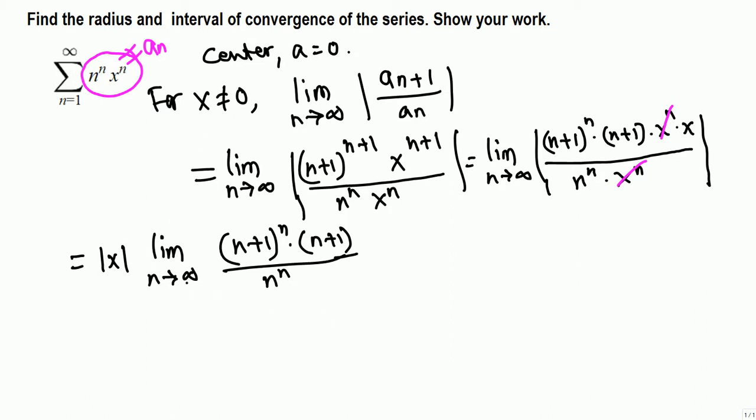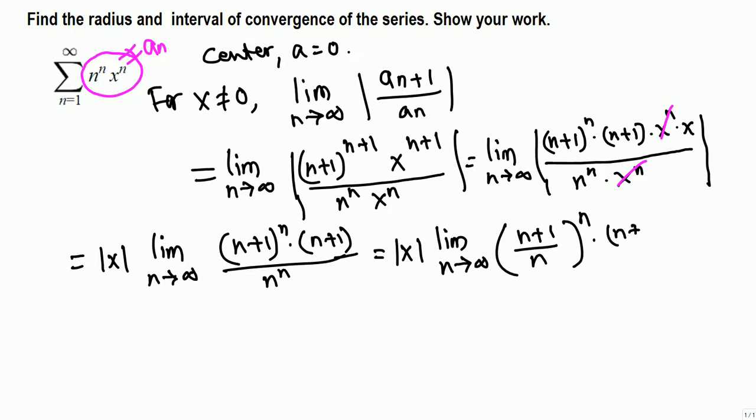Okay, when n goes to infinity, a little bit of a problem: this will be infinity raised to infinity, and this is also infinity raised to infinity, times infinity. Okay, how to find this limit? Look here, let's combine these two fractions this way: absolute x times the limit as n goes to infinity of ((n+1) over n) to the power n, and outside times n+1.